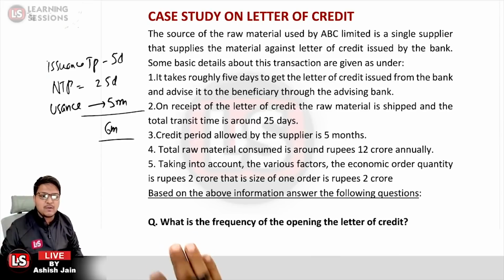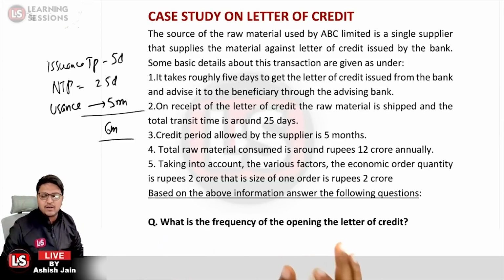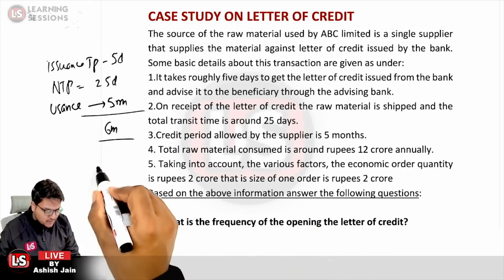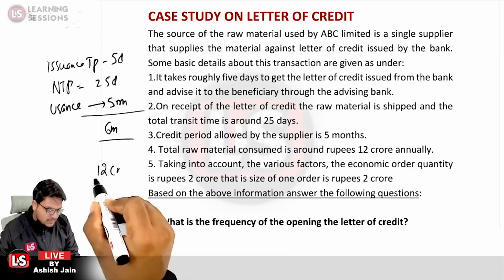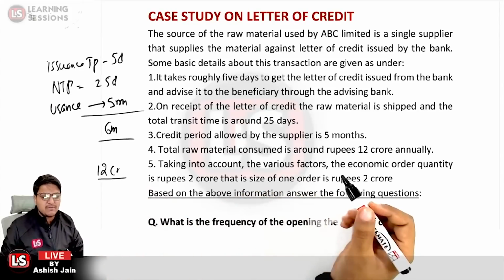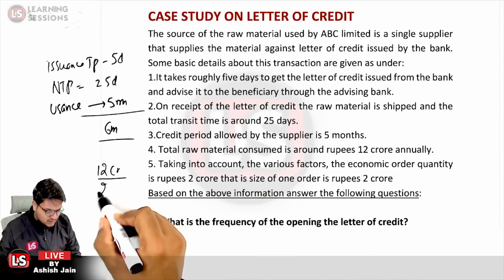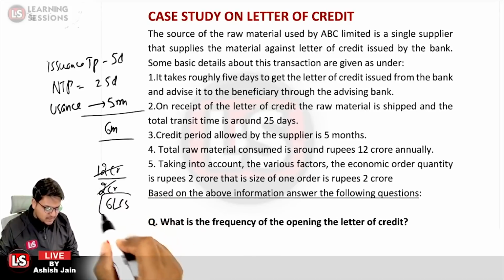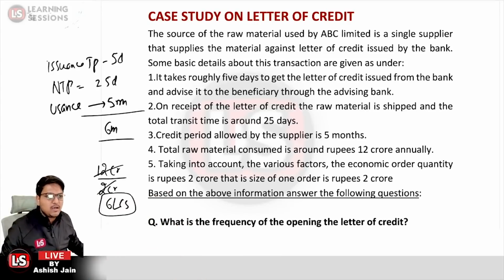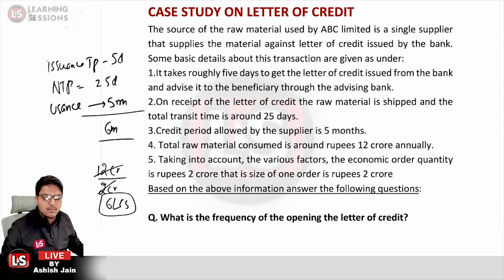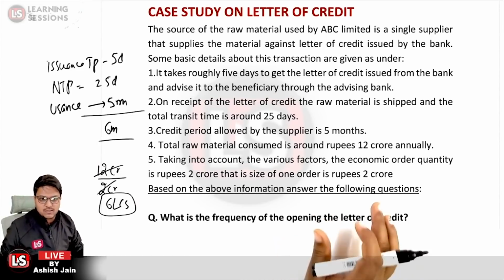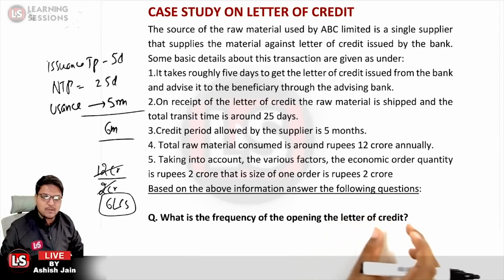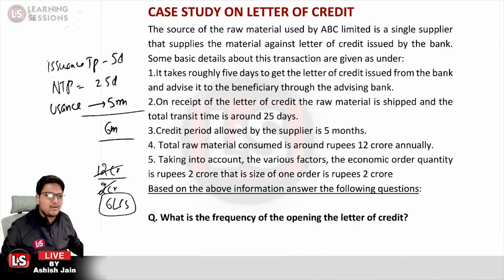The first question: what is the frequency of the opening of the letter of credit? The total raw material required in 1 year is 12 crore rupees, and each LC will be opened minimally for rupees 2 crore. So there will be 6 LCs opened in a year. And what will be the frequency? For every 2 months, an LC will be opened. That will be the frequency of the letter of credit.